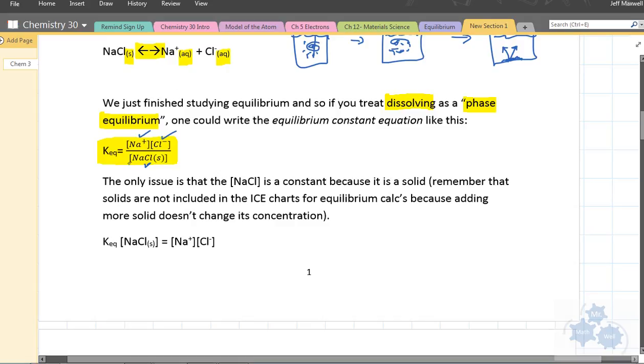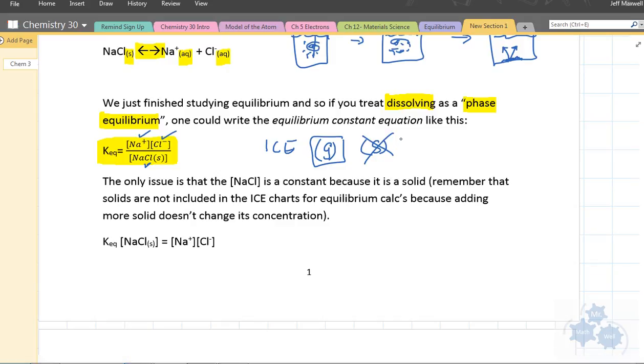See, this concentration of a solid, remember, doesn't really make sense. And when we did our ice charts, we only included the gases. So if there were any solids, we did not include them in the ice charts, because the concentration of a solid doesn't really make sense. You would have an amount of solid that would decrease, but not really the concentration, not the amount per volume, because a solid is just a solid. You can cut it in half, but you can't all of a sudden make it less concentrated.